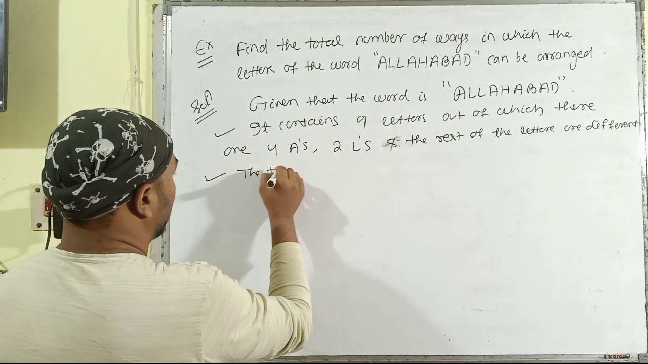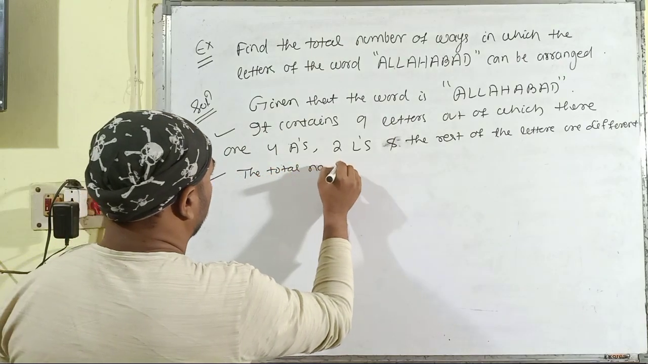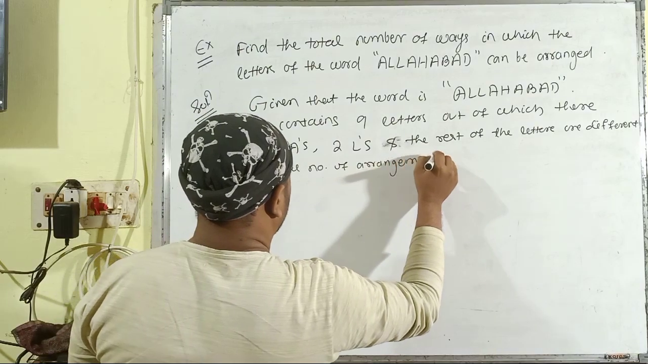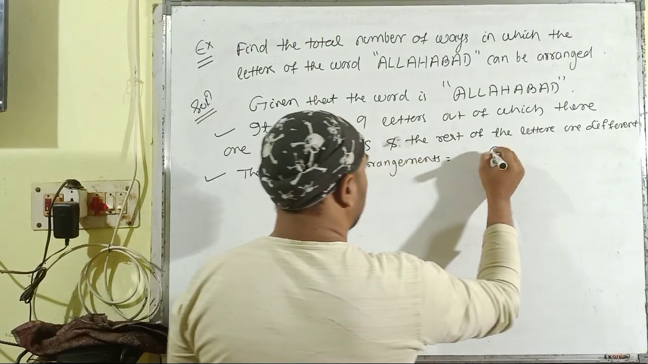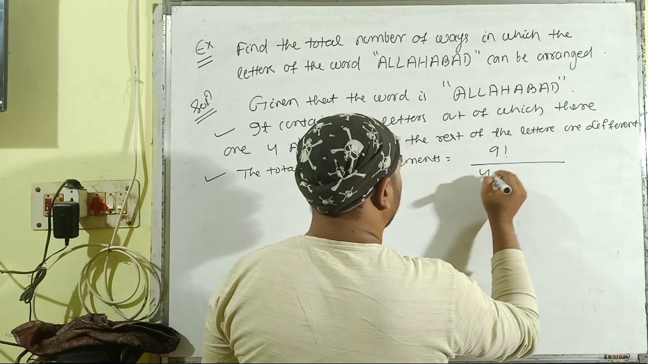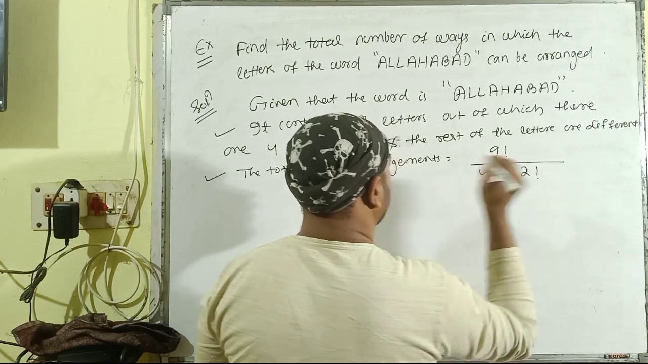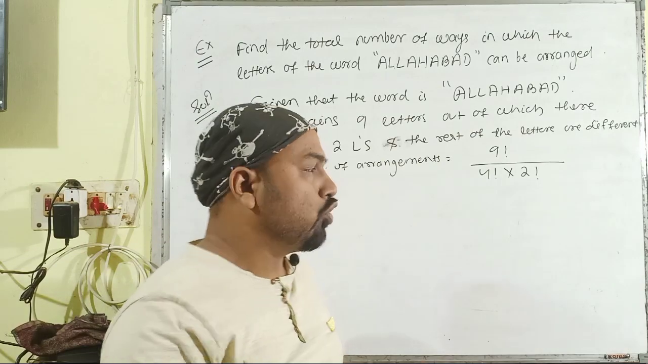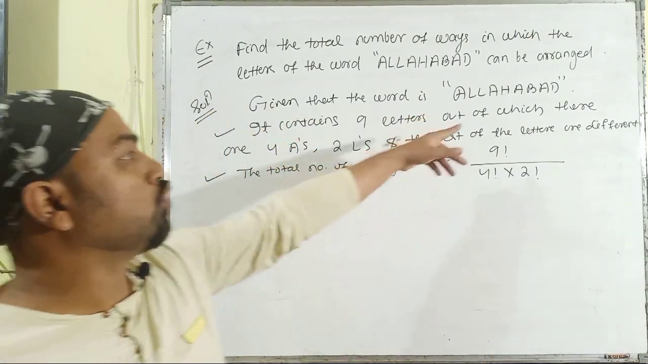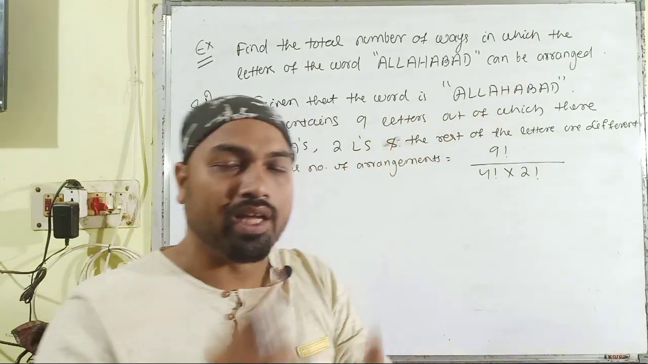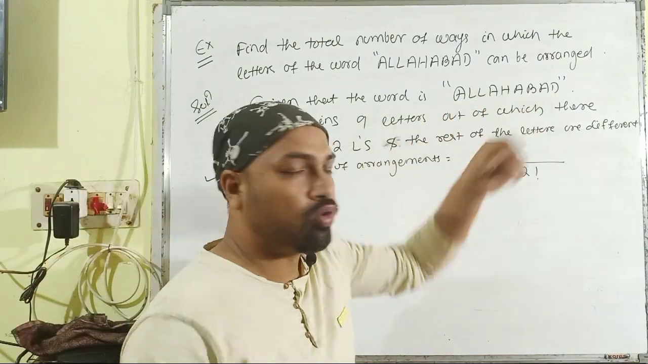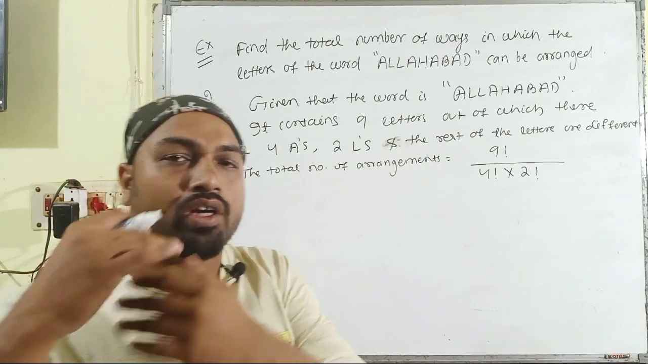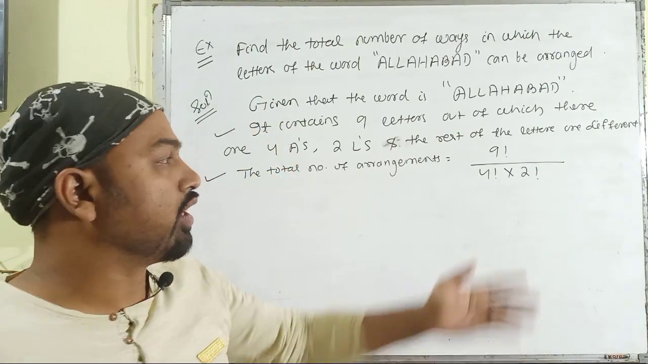The total number of arrangements is equal to 9 factorial divided by 4 factorial multiplied with 2 factorial. You just have to neglect the letters which are present a single time. There is a single V, so you don't need to write down 1 factorial, because 1 factorial is equal to 1. It will not affect your result.